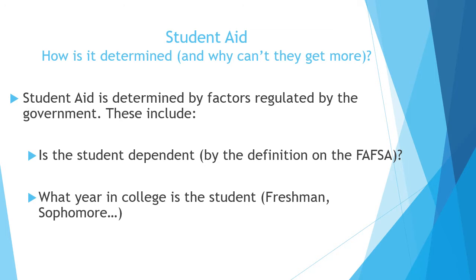Also, whether a student is dependent or independent decides how much loan eligibility they can receive, and their year in college, so freshman, sophomore, junior level, also decides how much loan eligibility they can qualify for in any given semester. All of those amounts are dictated by the Department of Education, based on the information given on what a student can receive.